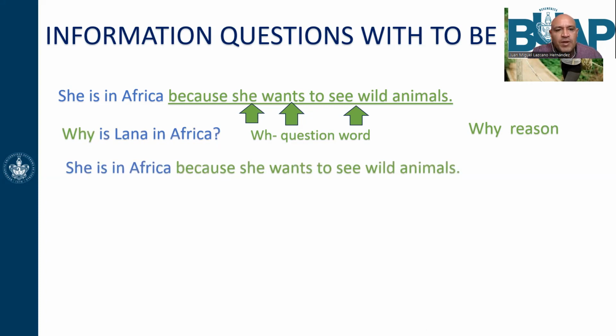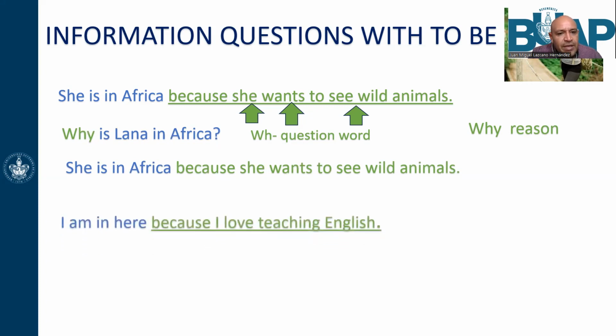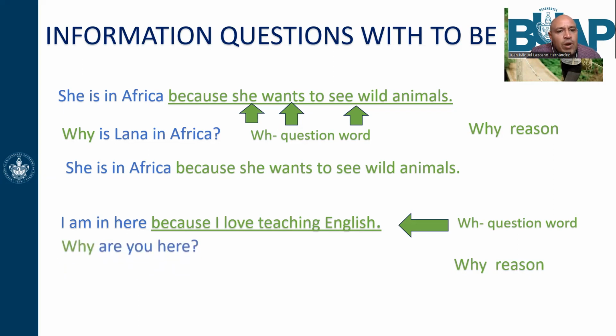All right? Okay. What about information about me? I am here because I love teaching English. So, what is our answer? Because I love teaching English. Okay, so in that case, I'm giving a reason. What is the question word that we use to ask about a reason? Why? So in that case, we have to use why to make the question. Look at the question. Why are you here? I'm here because I love teaching English.